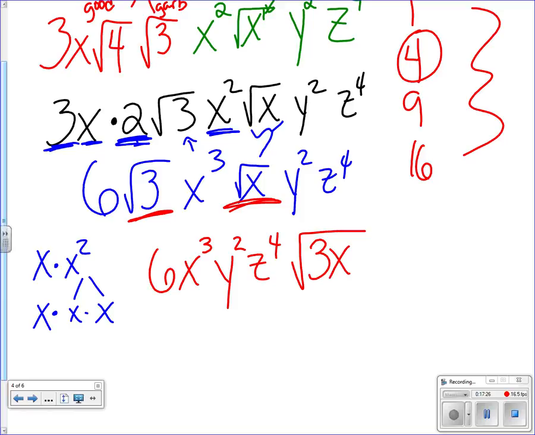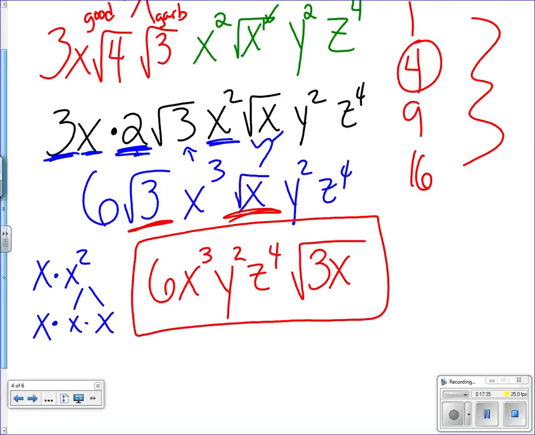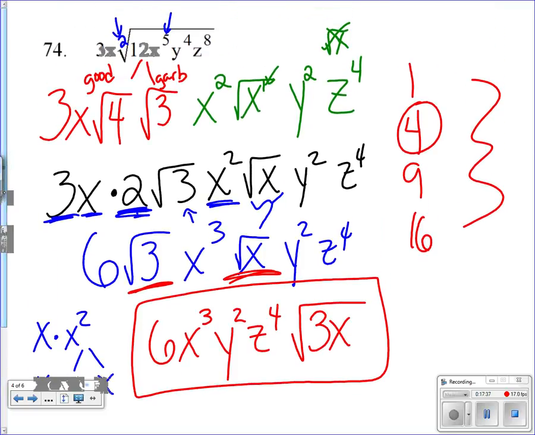That's actually probably one of the harder problems on this summer package. So if you were having a hard time with that one, don't freak out. We'll definitely talk about properties with exponents and good and garbage. All right.